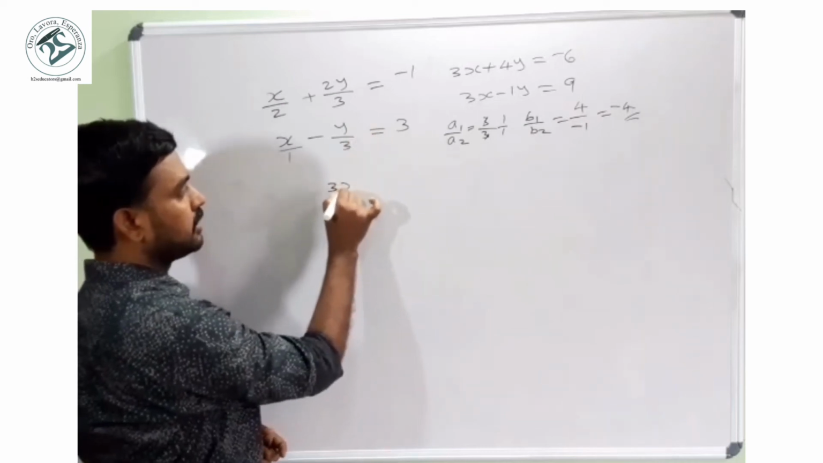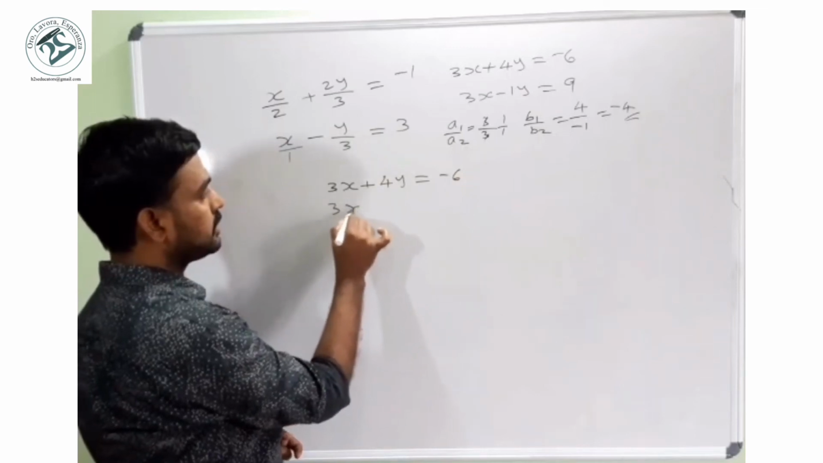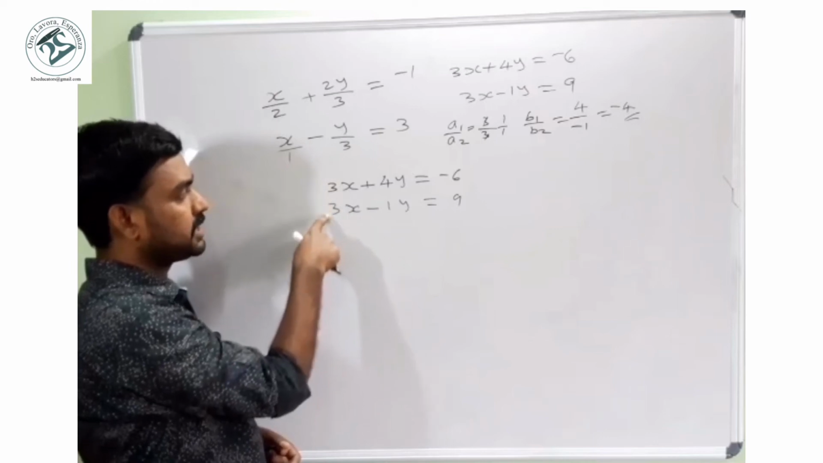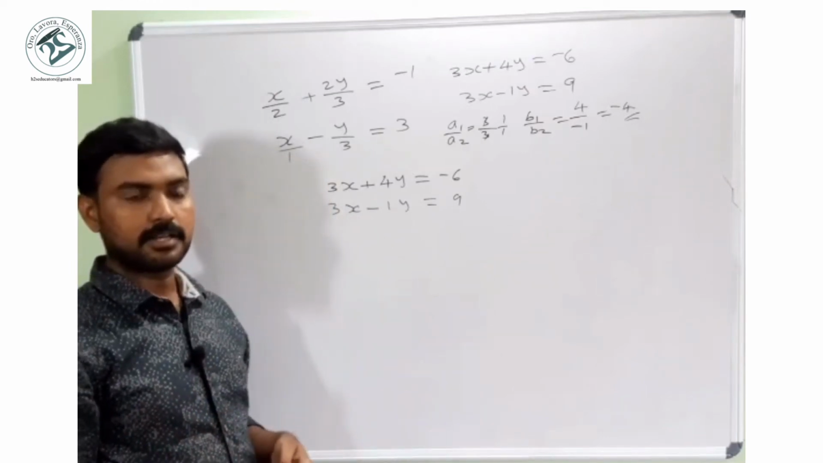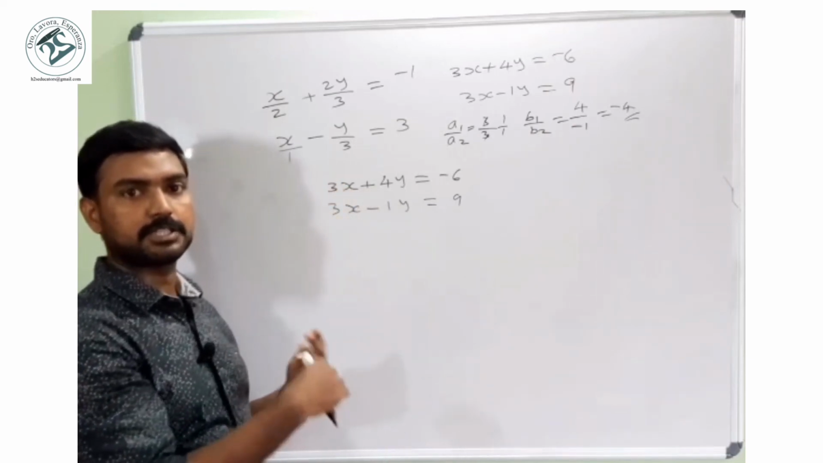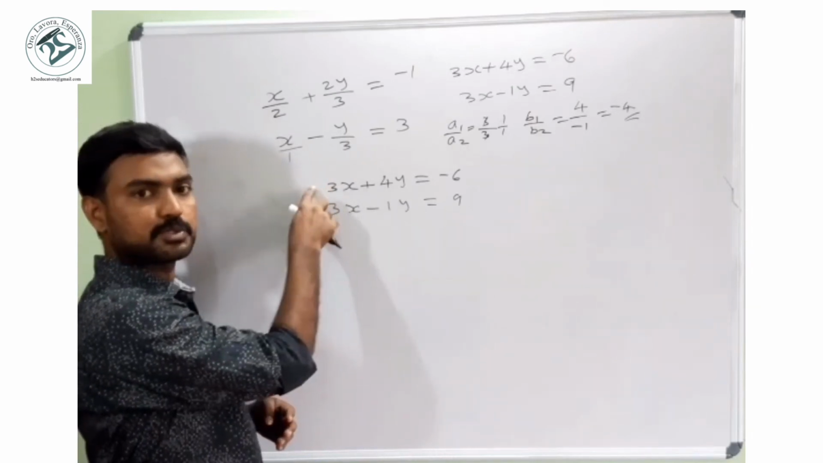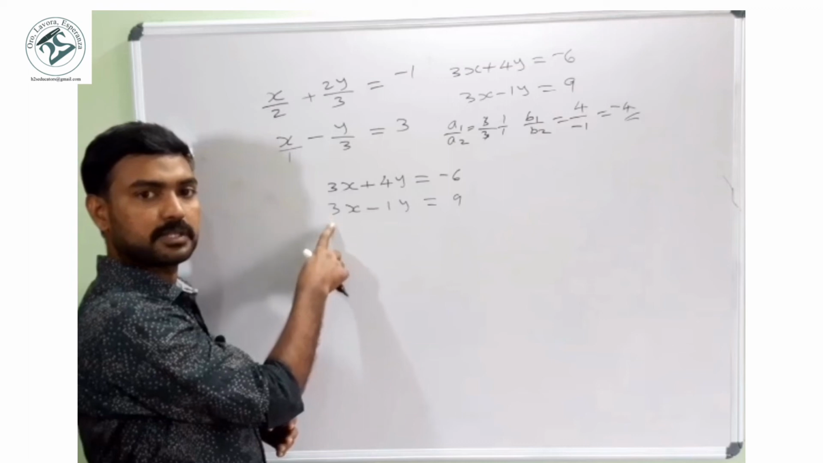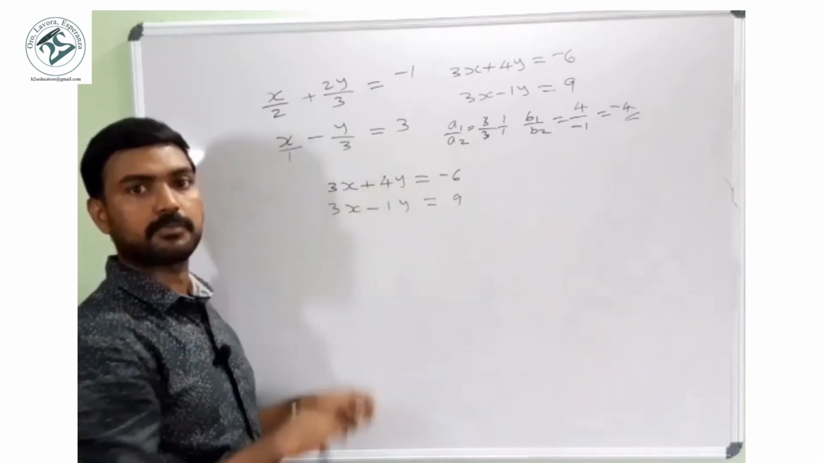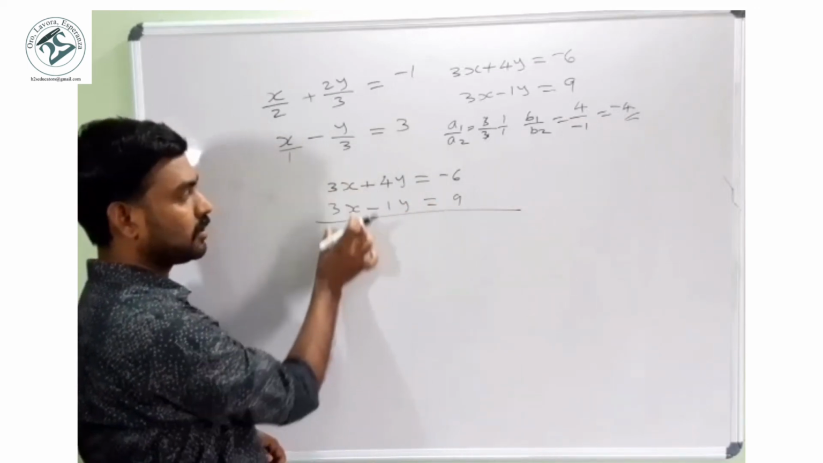The first equation 3x plus 4y is equal to minus 6. Second equation 3x minus 1y is equal to 9. Here the coefficients are already the same, so there is no need to change. Suppose here is one number and here is another number, then you find the LCM and change into LCM. For example, here 2, here 3 means just multiply 3 here, then 3 2s are 6. Here multiply with 2, then 2 3s are 6. Not only here, multiply the whole equation on the left side and right side as we did in the previous example. So we can subtract 3x minus 3x, 0, because it is already the same.